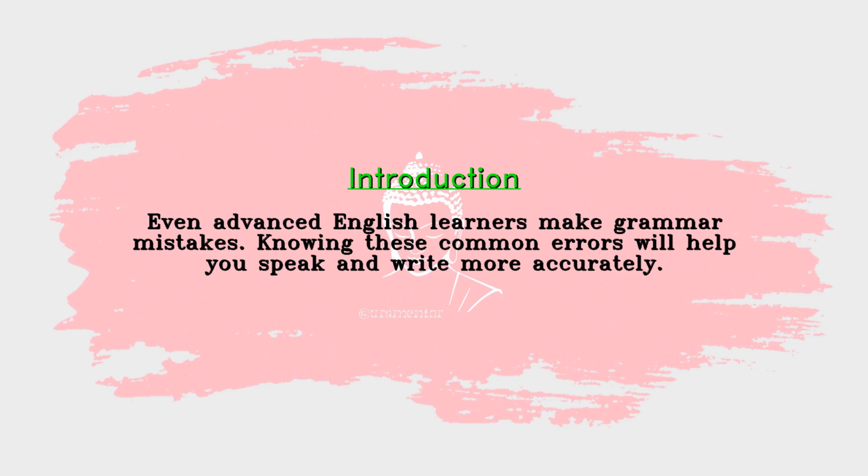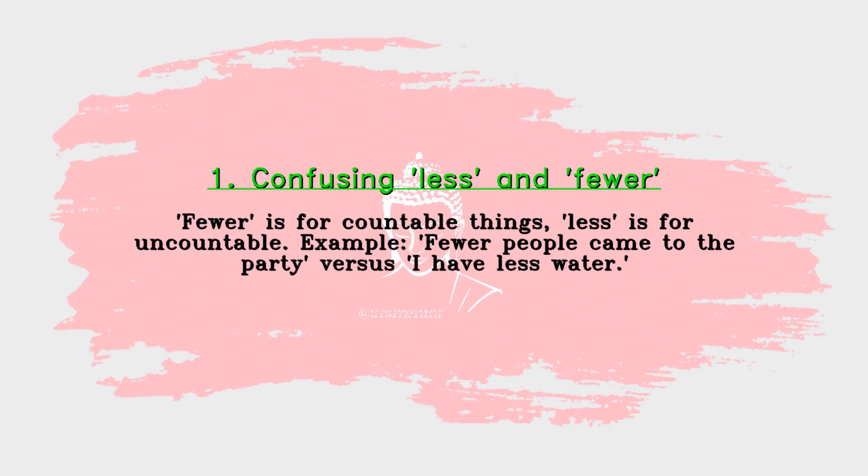Even advanced English learners make grammar mistakes. Knowing these common errors will help you speak and write more accurately. 1. Confusing less and fewer. Fewer is for countable things, less is for uncountable. Example: fewer people came to the party versus I have less water.